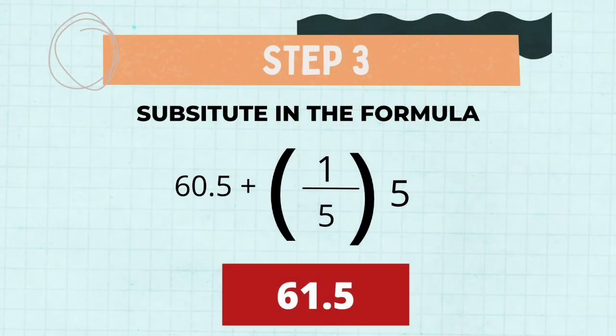For step 3, substitute in the formula. Our L sub MO is 60.5, W is 5, D sub 1 is 8 subtracted by 7, which is 1, and D sub 2 is 8 subtracted by 4, which is 4. Adding D sub 1 and D sub 2, we have 1 plus 4 is 5. By substituting in the formula, we now have our mode equal to 61.5, and this falls within our modal class 61 to 65. Thank you.